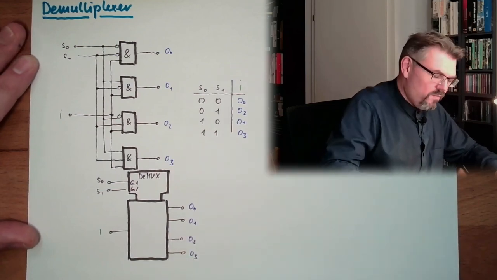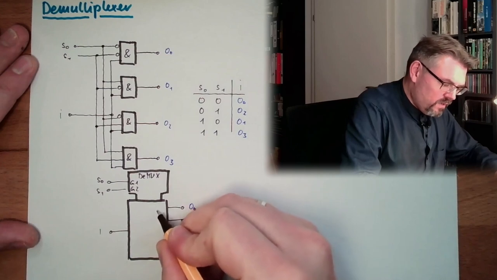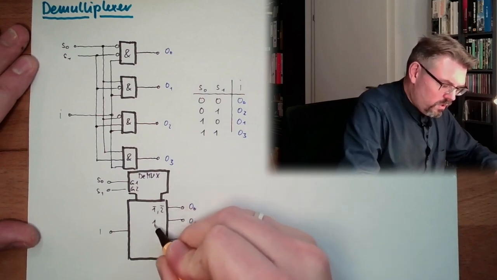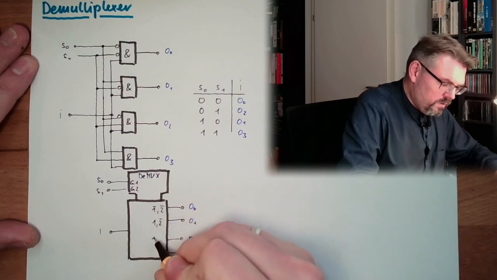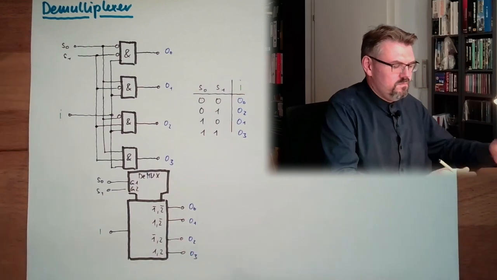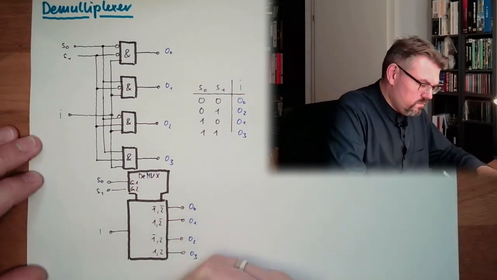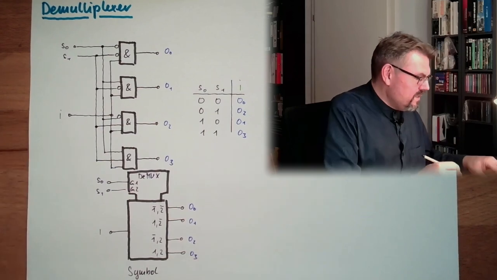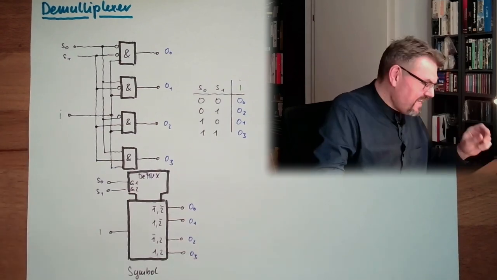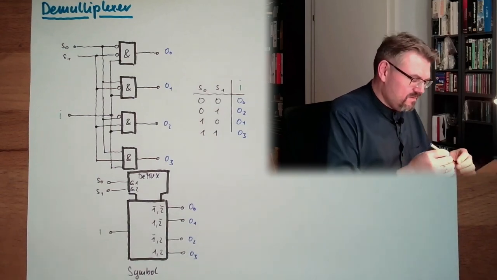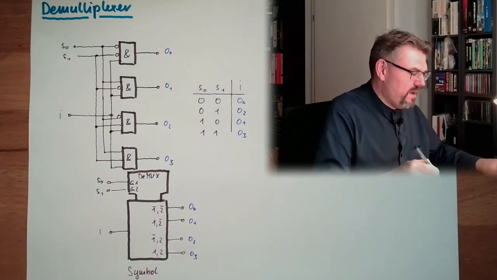And when will this be? This will be not 1 and not 2. This will be 1 and not 2. This will be not 1 and 2. And this will be 1 and 2. You see, it's working exactly the same way, but exactly different. So it's the same logic behind.